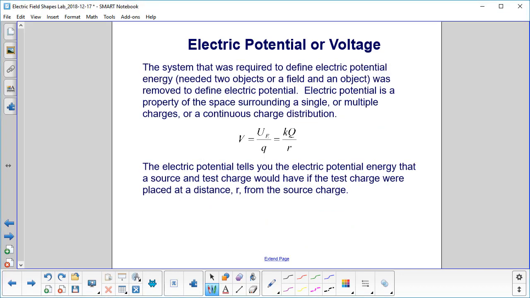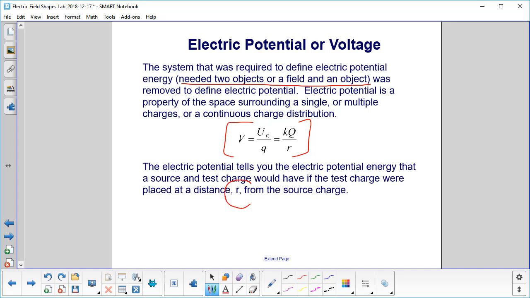For the electric potential energy, we needed a system. We needed two fields, or a field and an object, and we remove one of the charges to define electric potential. Electric potential, then, is a property of the space surrounding a single or multiple charges or a continuous charge distribution. This is the equation you use when you have individual charges generating your electric potential. This tells you the electric potential energy that a source and test charge would have if the test charge were placed at a distance r from the source charge.